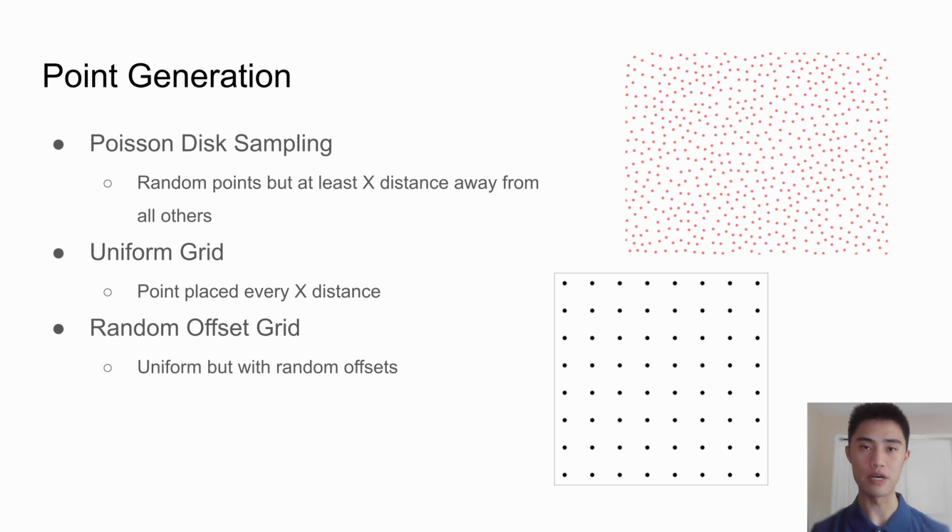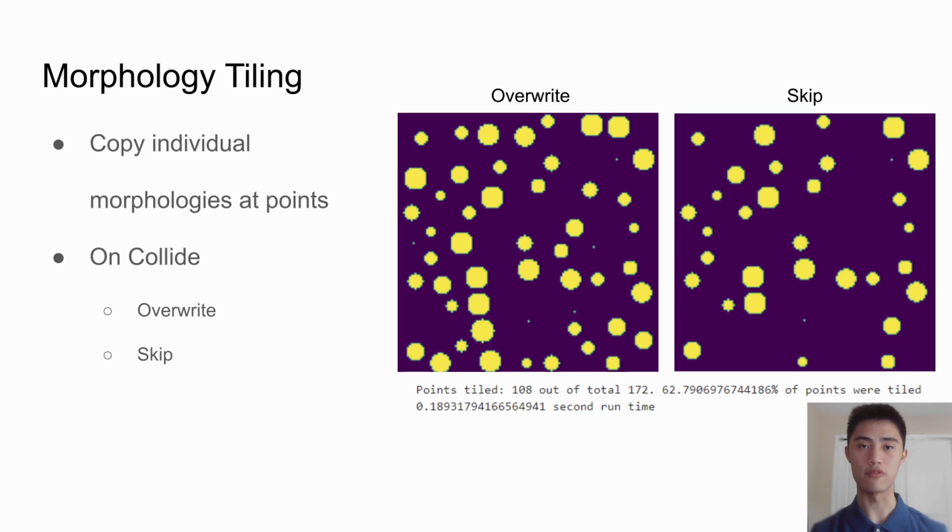Poisson disk sampling will place random points but ensure that they are at least a minimum distance away from all other points. Uniform grid will place a point after traveling some distance in one dimension, similar to the pattern of a square lattice. Random offset is the same as uniform, except all the points have their position randomly offset within a certain range. To tile our morphology, we provide our list of shapes and points to a grid generator object that will choose a random shape from the list to tile at each point. We can also tell the generator how to react if it detects a collision between 2 shapes. Either it can overwrite the already existing data, or skip the point and not tile the shape.